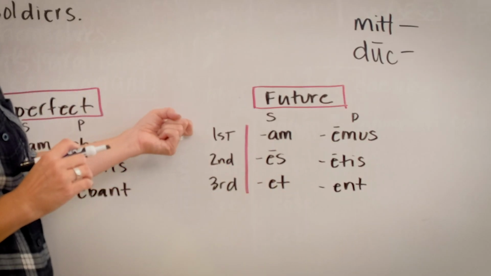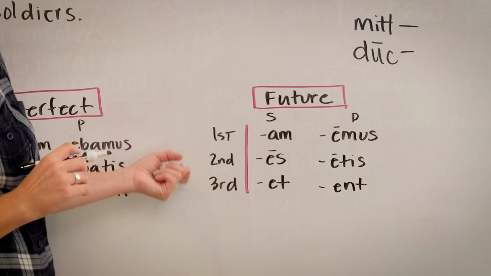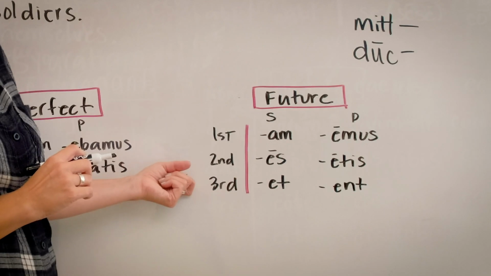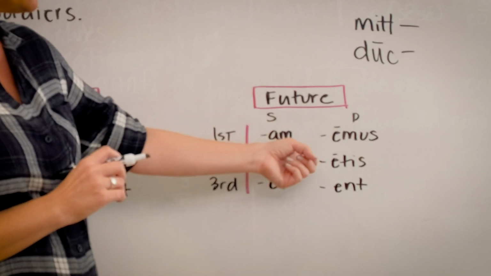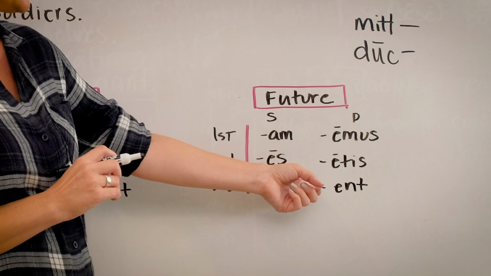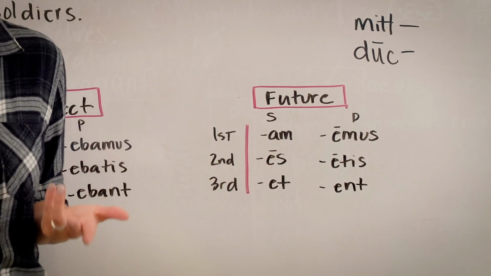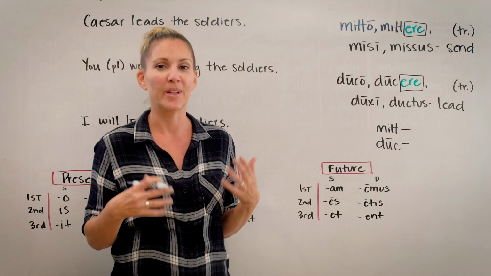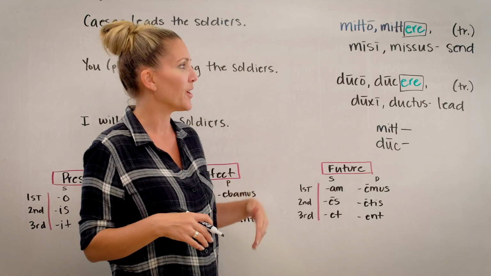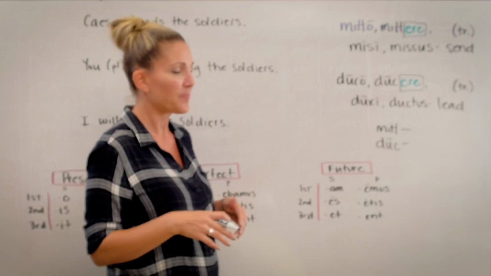You would attach these endings to your stem. So if you wanted to say I will send, it would be mittam. You will send, mittes. He, she, or it will send, mittet. We will send, mittemus. You all will send, mittetis. They will send, mittent. And again, you just have to commit that to memory. Unfortunately, there's not a pattern that we can fall back on or rely on for the third conjugation. So in that way, in my opinion, it's kind of the trickiest.